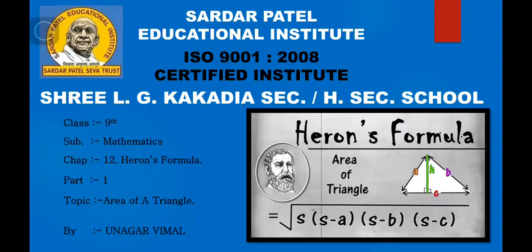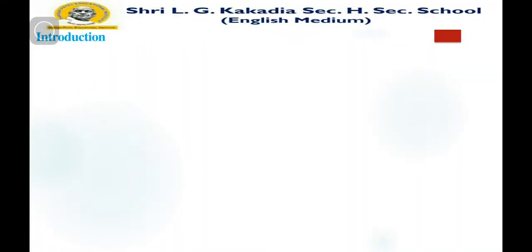Here we know that if you want to find the area of a triangle, we have one formula that you studied in standard 6 or 7, that is half into height into base.